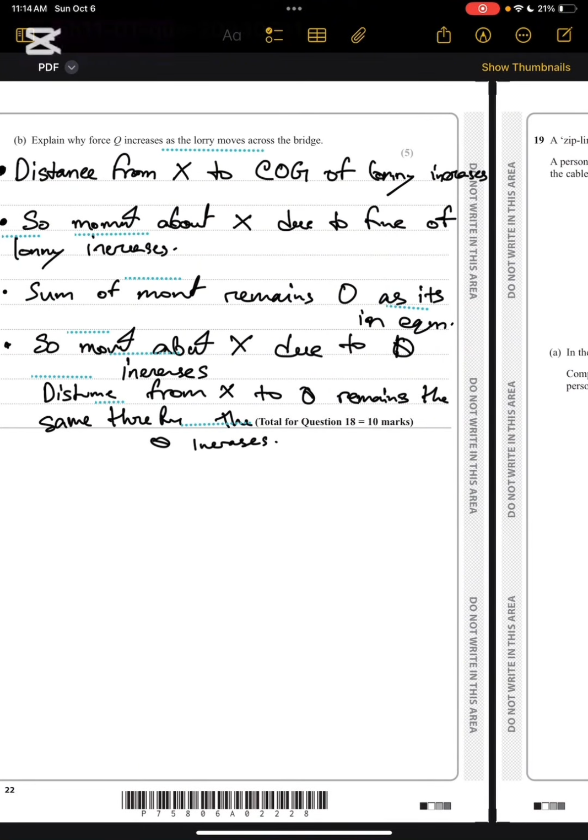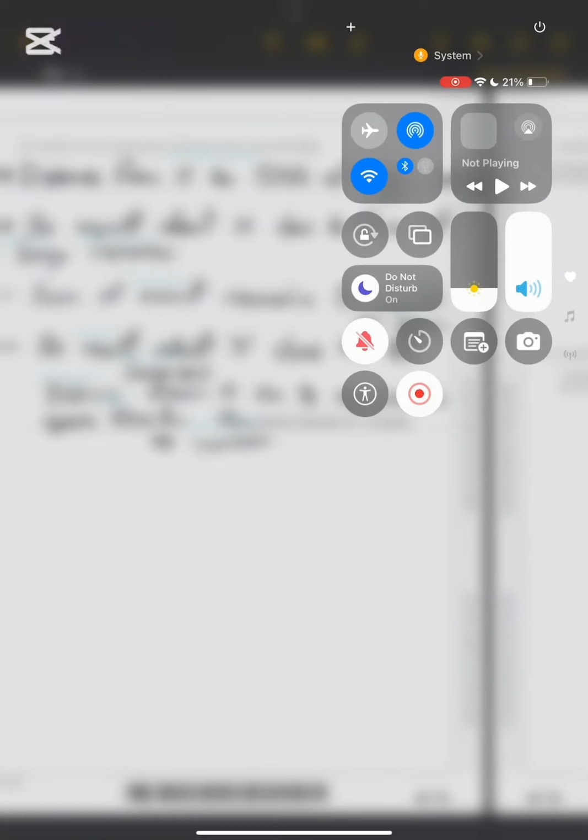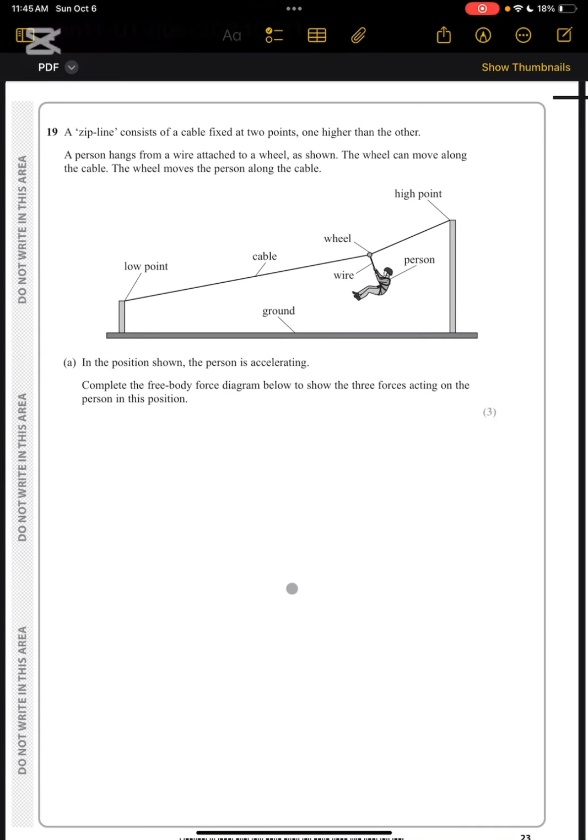So we're done with question number 18. Right, so let's solve question number 19 right now. In question number 19, they have said a zip line consists of a cable fixed at 2 points. This is a cable which is fixed at this point and this point.